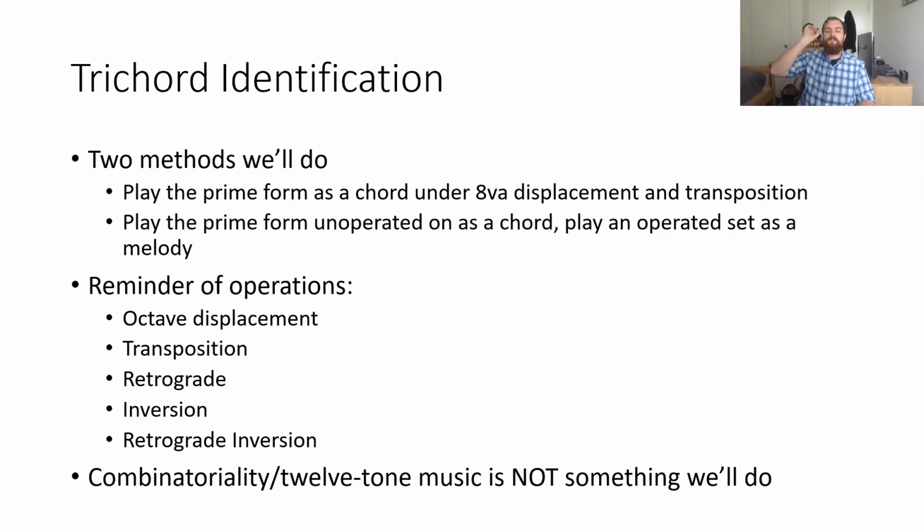Okay, there's two methods that are possible for trichord identification, and we've done them already. One of them is that I, for instance, play the prime form of the chord under displacement and transposition, and you're expected to tell me the prime form. You're expected to give me the three numbers in parentheses when I play the prime form.